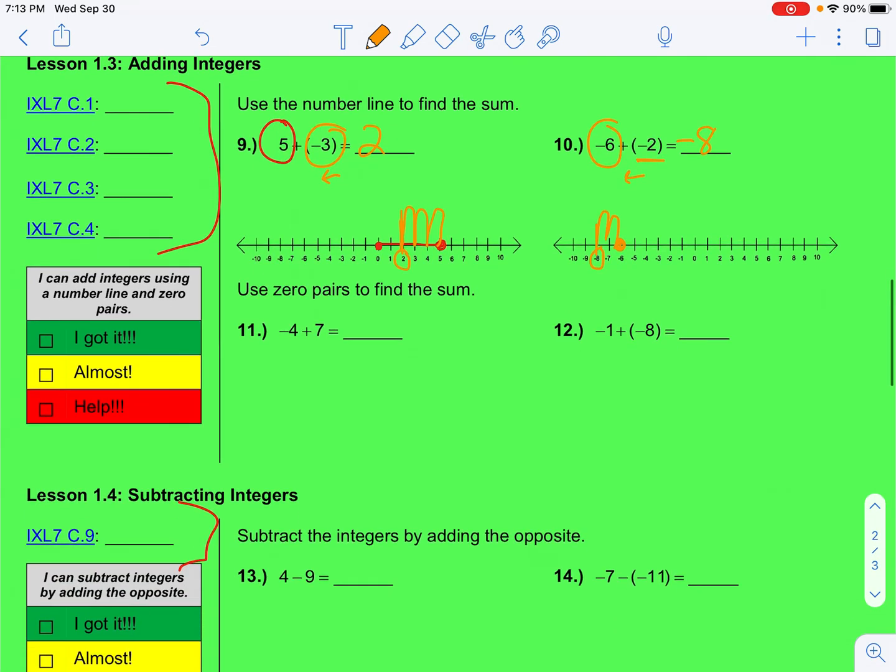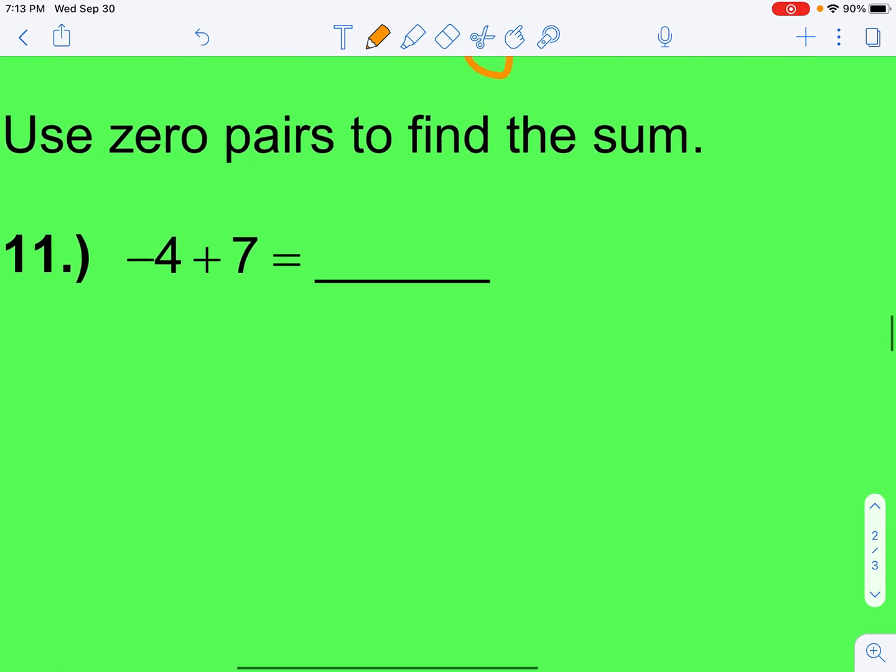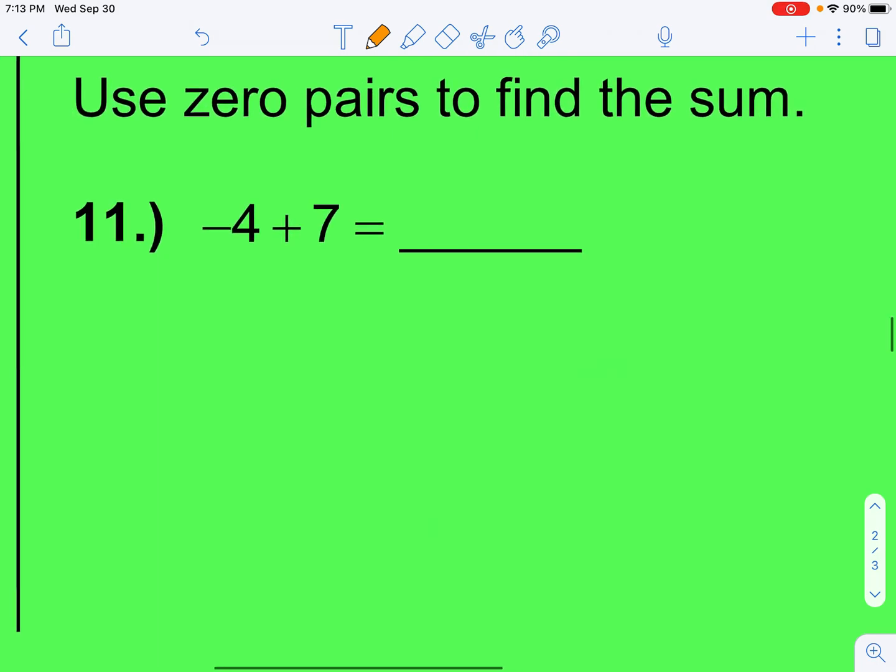Alright, now if you don't like using the number line, another way you could do it is to use 0 pairs to find your sum. So to do that, I start with my first number, a -4. That means I'm going to draw 4 negative signs.